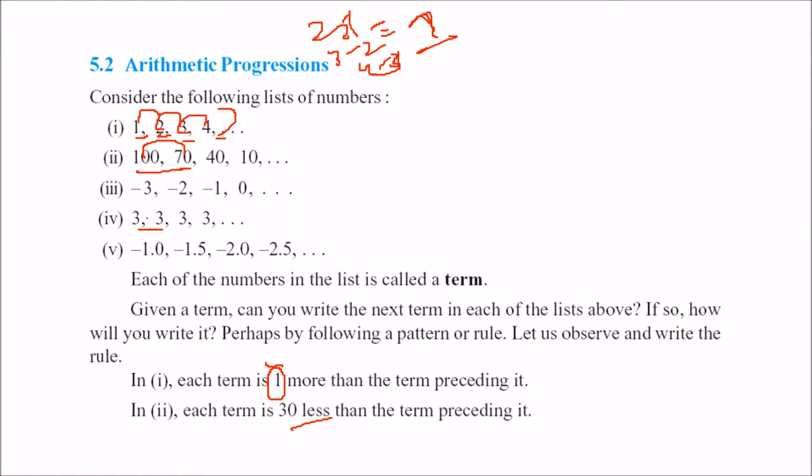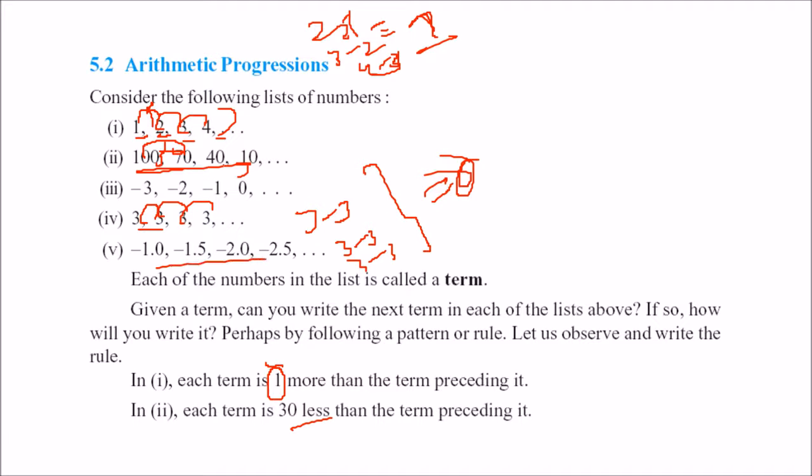Here each term is equal, meaning 3 minus 3, 3 minus 3, 3 minus 3 gives you 0. So you have a common difference. You have a common difference 1, you have a common difference 30, in each of these numbers. And they are following a pattern and they are differing by an equal number.